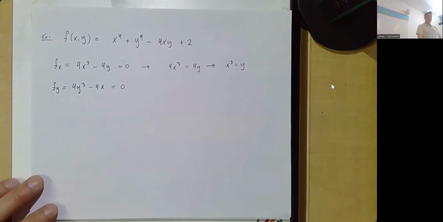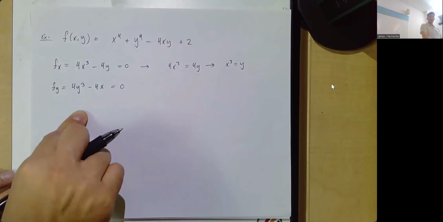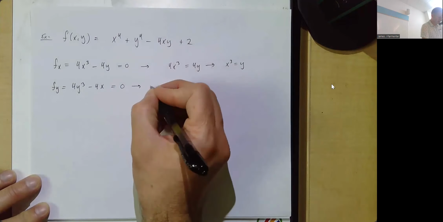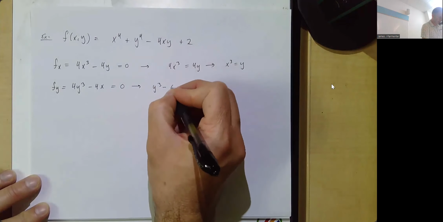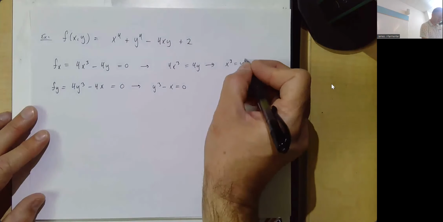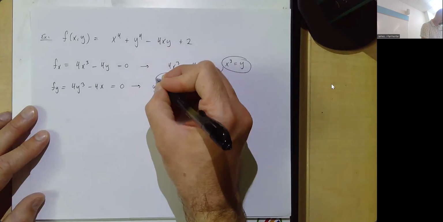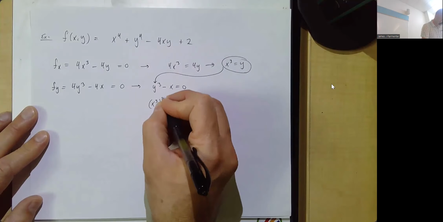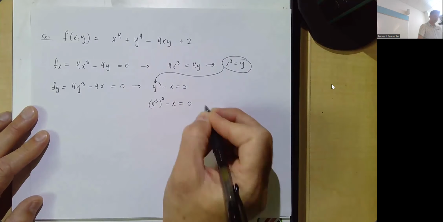And then I'm going to substitute that into the other equation. I might divide by 4 first, right? This equation I could rewrite as y cubed minus x equal to 0. And now I'm going to substitute in y equal to x cubed. When I do that, I'm going to get x cubed cubed minus x equal to 0.